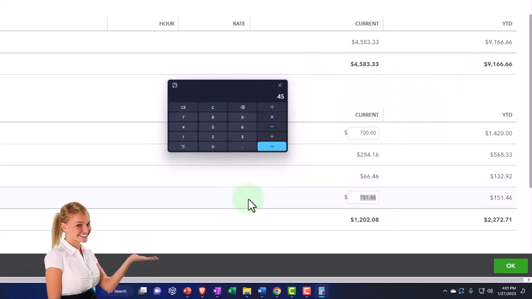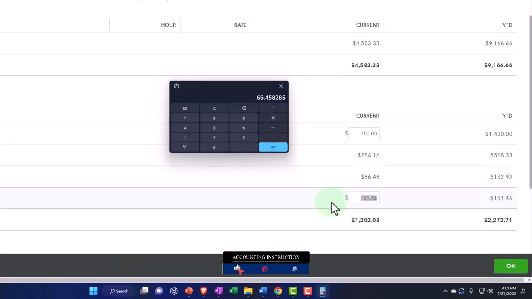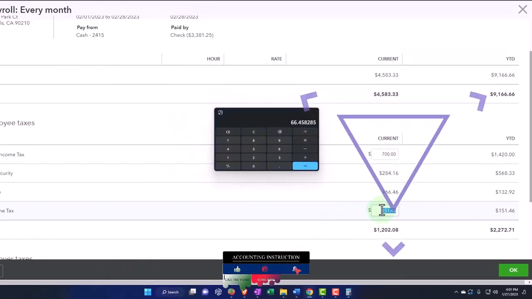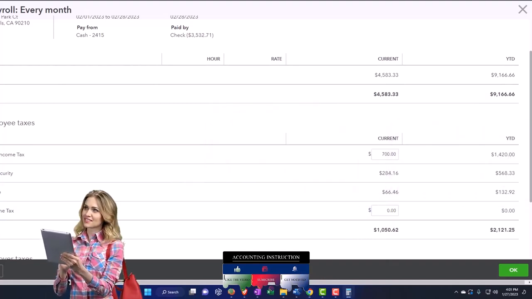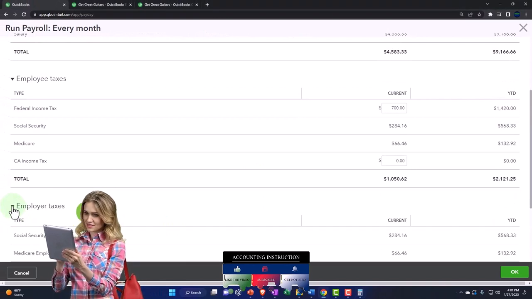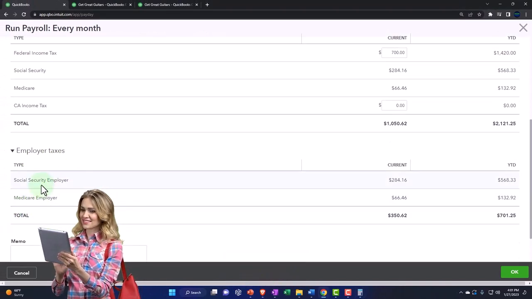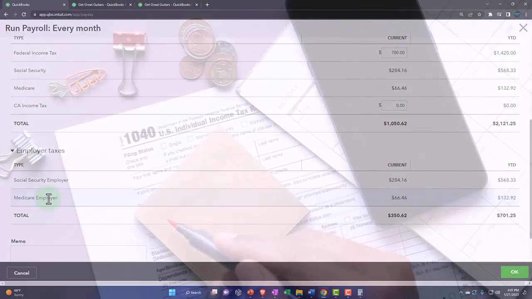And then we've got the Medicare. We've got the 4583.33 times 0.0145. That gives us the 66.46 about. I'm not going to do any California tax because I want to make it kind of like a generic problem on the payroll side. And then you've got the employer taxes, which are matching Social Security and Medicare. There would also be the federal unemployment tax, which I didn't add because that's a much smaller tax. And again, I want to keep it kind of generic for our practice problem.